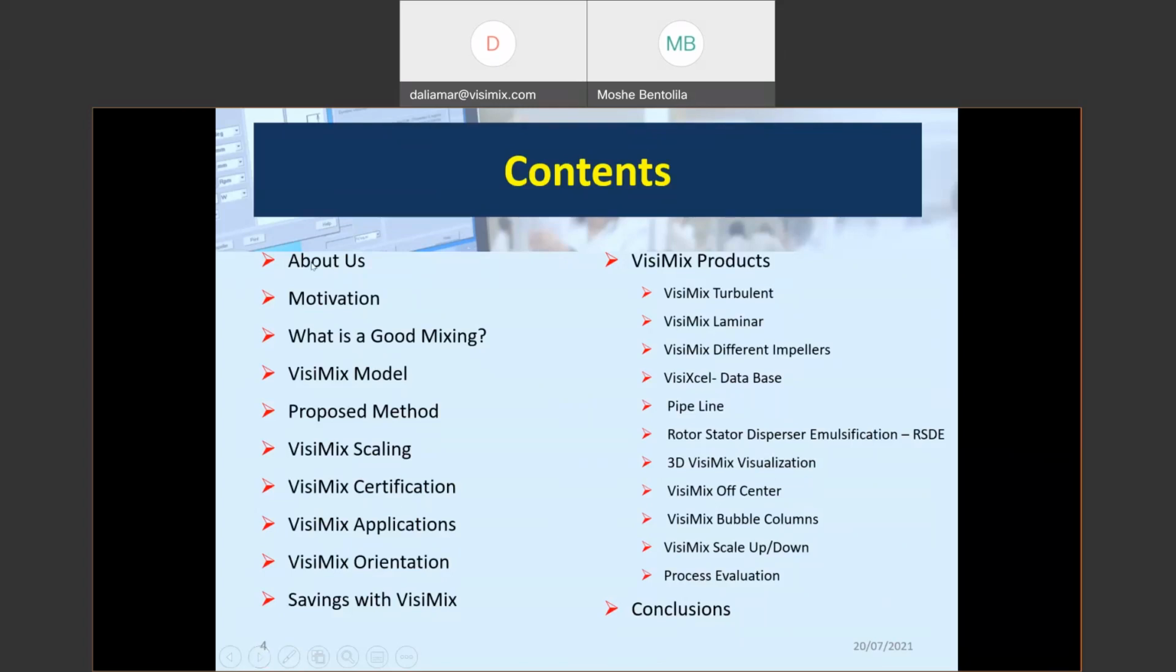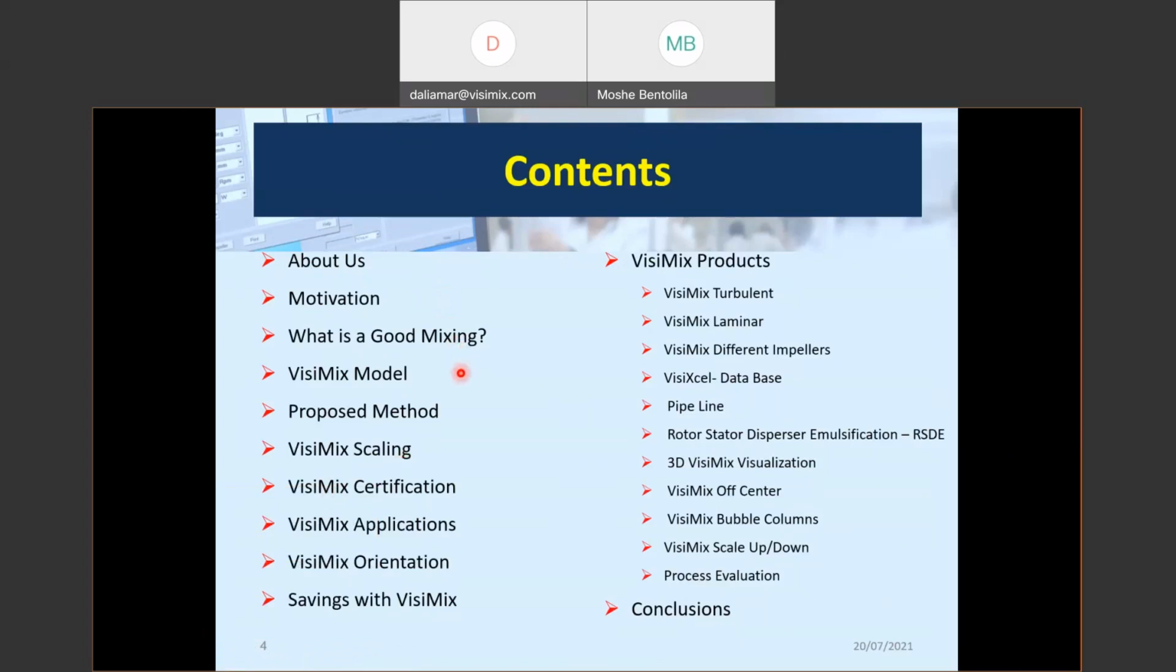So we'll talk a few minutes about the company. Of course, we need to do it. Some motivation: what is good mixing is very relevant from this point of view. We want to give you some certifications, and we need to highlight what is good mixing in the industry. That is the main use.